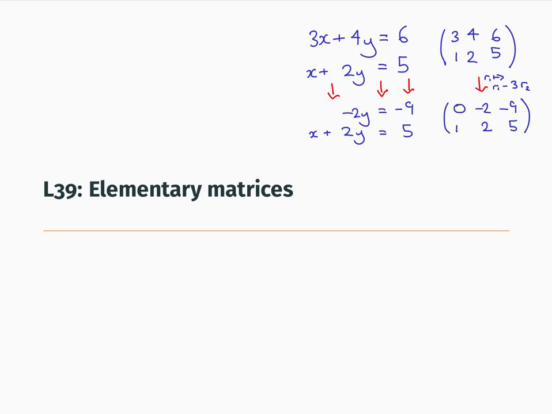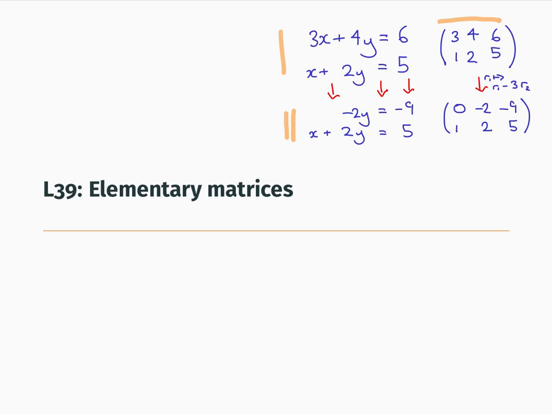If you start off with the linear system 3x plus 4y is equal to 6 and x plus 2y is equal to 5, then the augmented matrix would be this matrix on the right here, 3, 4, 6, 1, 2, 5. The first manipulation that we used in our example where we solved those equations was to subtract 3 times the second equation from the first equation. In other words, to eliminate x from the first equation. When we did that, the system of equations we got was minus 2y equals minus 9 and x plus 2y equals 5. Again, that's what happens when you subtract 3 times the second equation from the first equation.